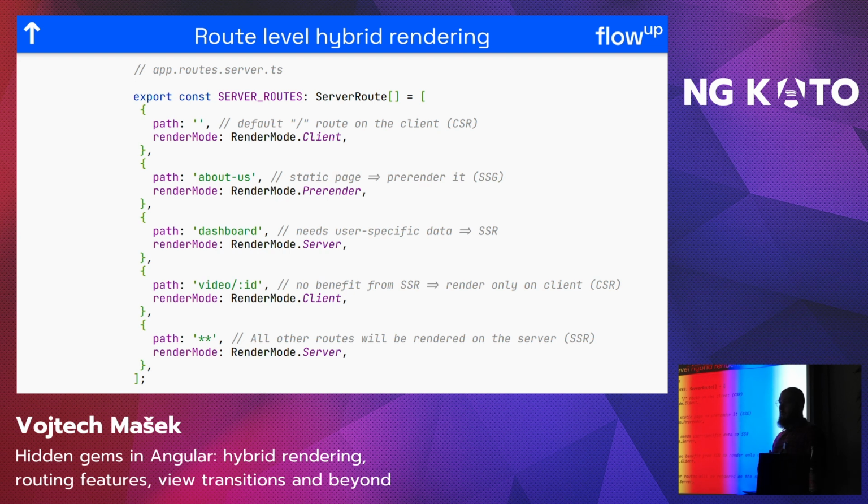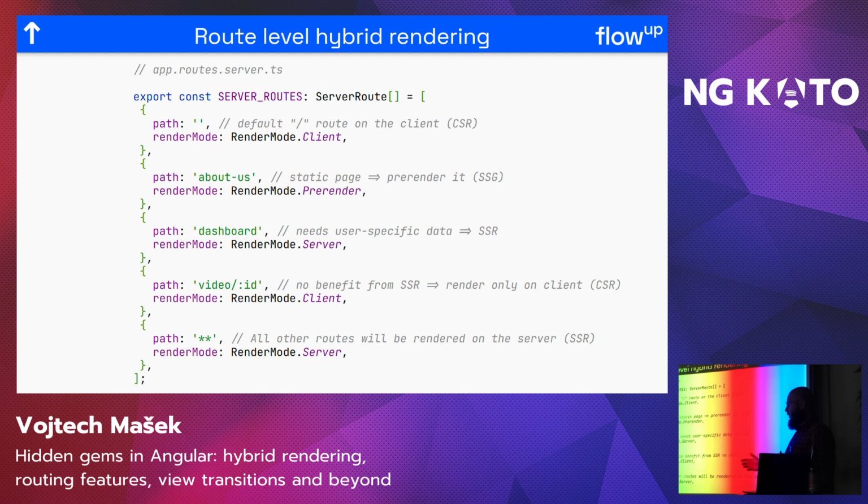Then you have a video route with an ID setting, so that you can have multiple video details, and the only thing that the video page is doing is showing a video player. Does it make sense to pre-render or server-side render that? No, because what would the server see? Just a video tag. It would not play the video, it would not do anything with it, so just client-side render it. And then everything else, whatever, just decide what your application needs.